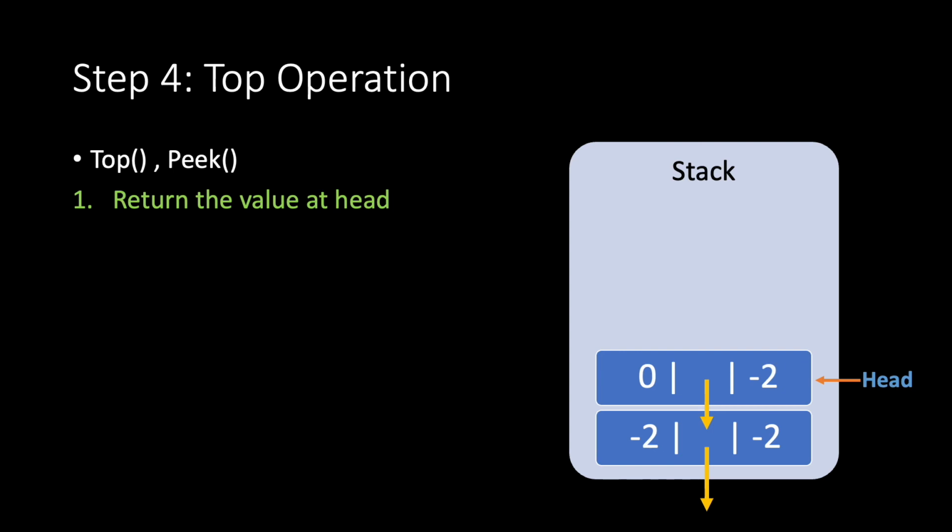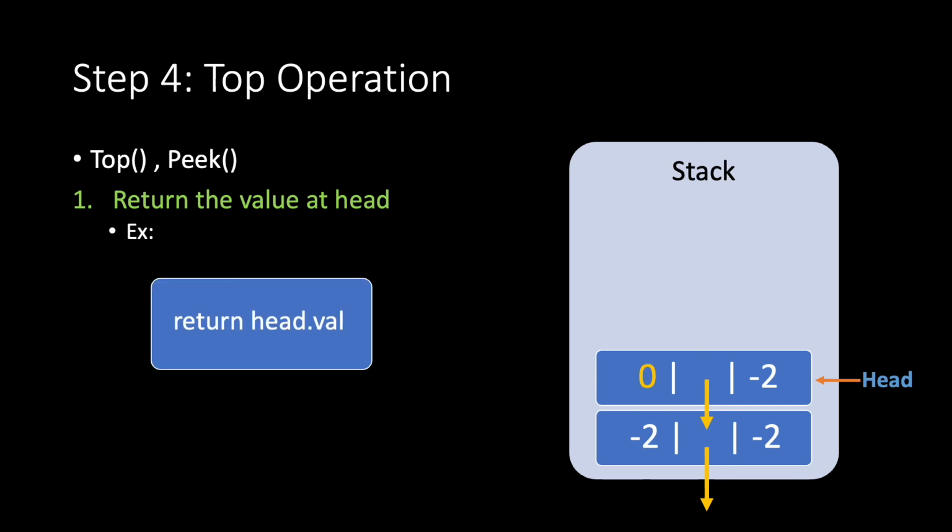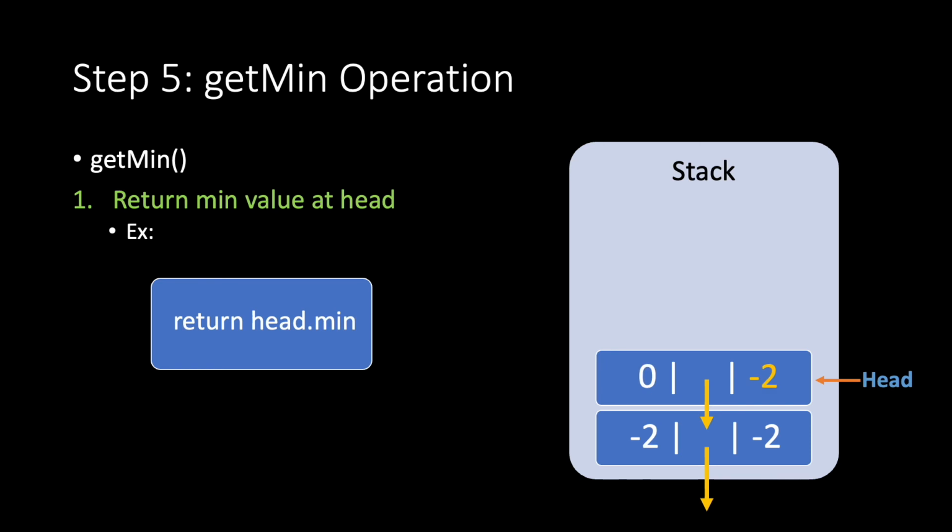And the top or peek operation will be very similar. We're just going to return the value at head. So in this case we're going to return 0. In Java it's going to look like return head.val. Lastly, the getMin operation, the only thing we have to do is return the minimum value at the head. Again, the minimum variable represents the minimum value in the stack when the node is at the head, so we only need to look at the head. And in Java it will look like return head.min.